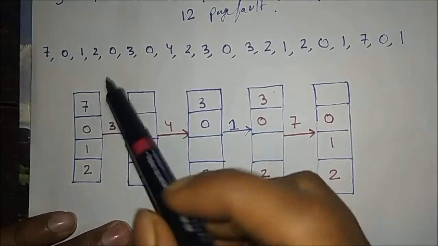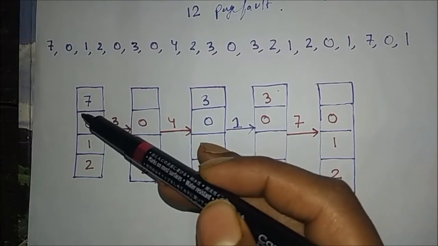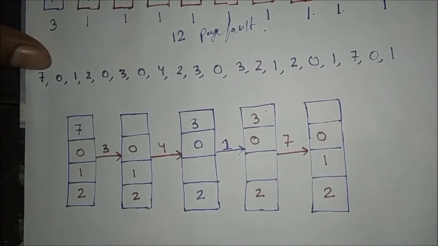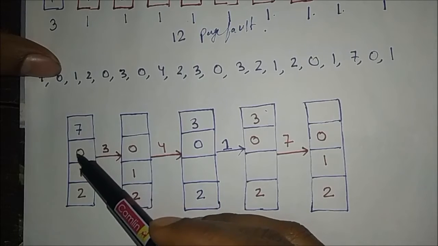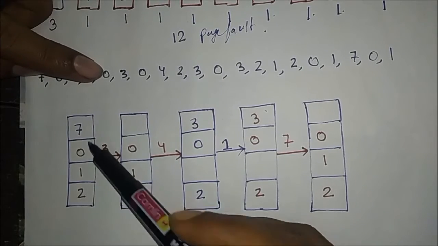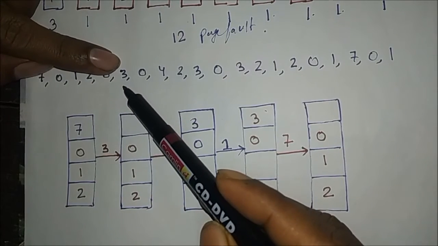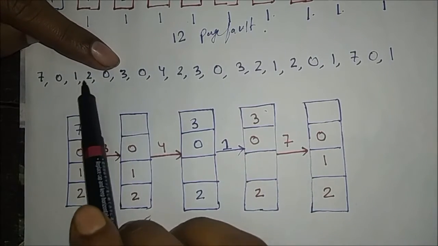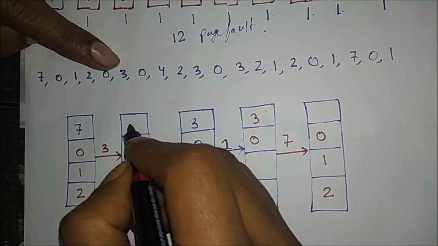Now I am considering 4 frames. So I have taken the reference string again. The first pages inside are 7, 0, 1, 2. The next page is 0, which is already there. So the next page coming is 3. Which page should be replaced? 0, 1, 2 are already there, so 7 will be replaced with 3.